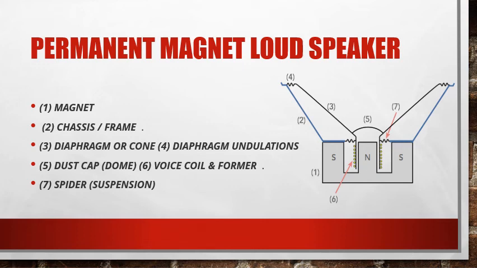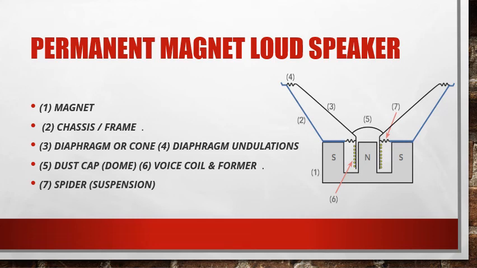Now let us discuss the permanent magnet loudspeaker. The figure shows the permanent magnet loudspeaker. It consists of a magnet that provides the fixed magnetic field against which the field from the coil operates. The magnet is typically made from ferrite.